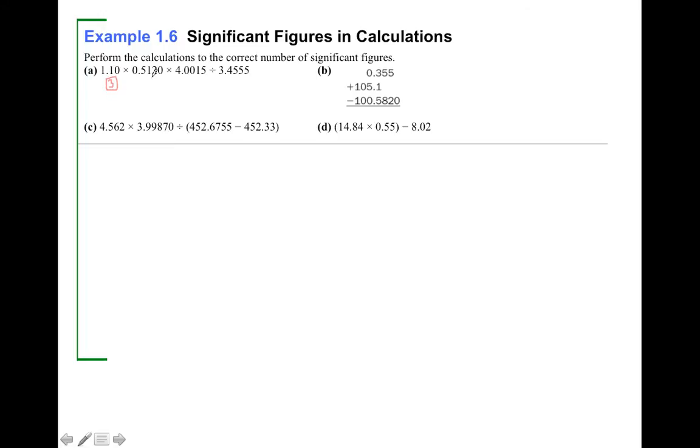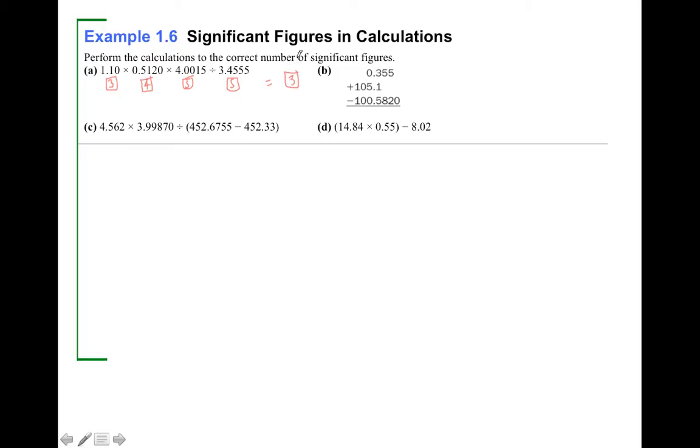There are 3 in this one, 4 in this one, 5 in this one, and 5 sig figs in that one. So the answer is going to have how many sig figs? It's going to have 3 sig figs in it.